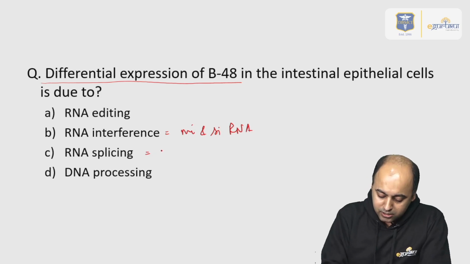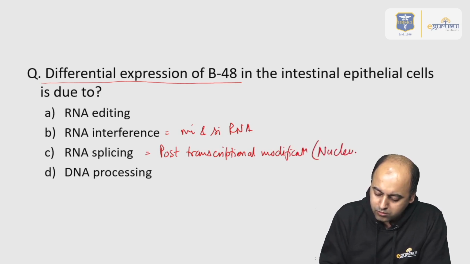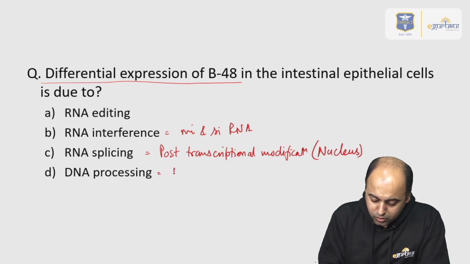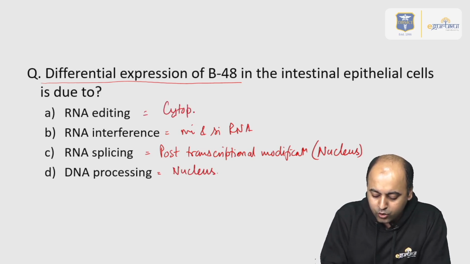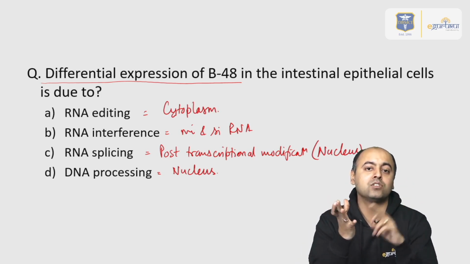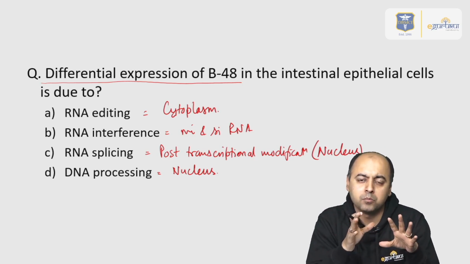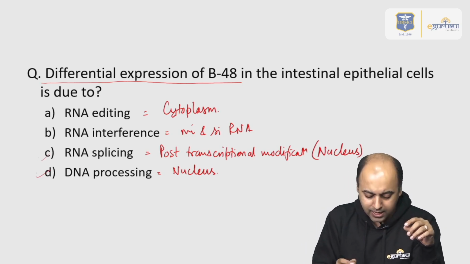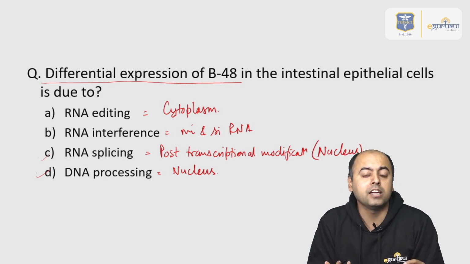The RNA splicing is a part of post transcriptional modification occurring inside the nucleus, right? The DNA processing is also occurring in the nucleus, and RNA editing occurs in the cytoplasm. Now if you look at the messenger RNA in case of epithelial cells as well as liver cells, once it is released from the nucleus, we have the same messenger RNA for both the cells, meaning the splicing and the DNA processing which is occurring in the two tissues is the same, there is no difference. Now we are left with RNA interference and RNA editing.